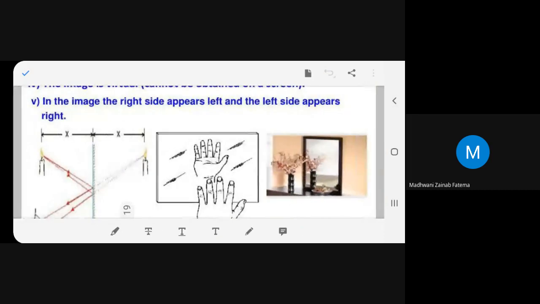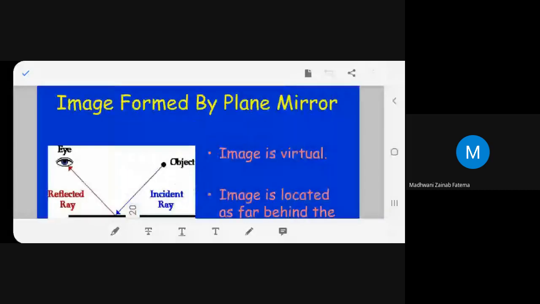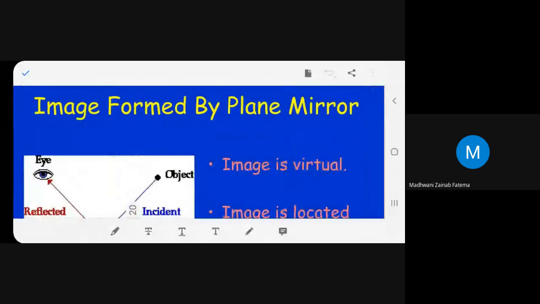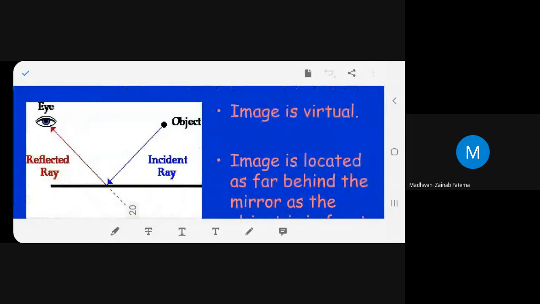Did all of you understand nicely? Yes. Now, it's a revision of how images are formed by a plane mirror. It's just an activity, so let me finish it up. I will explain to you.